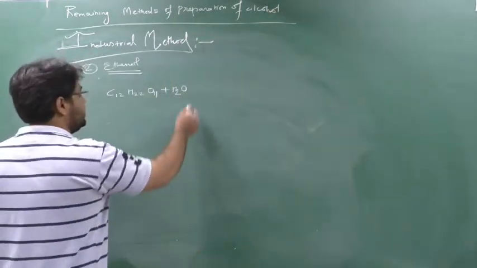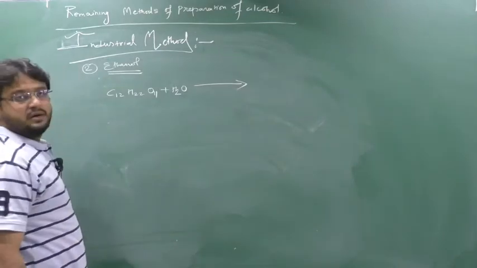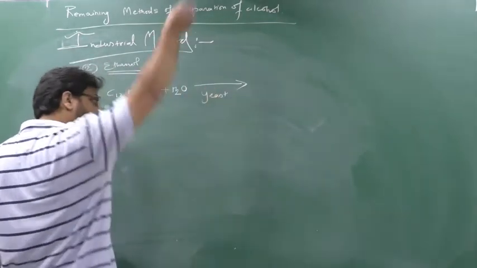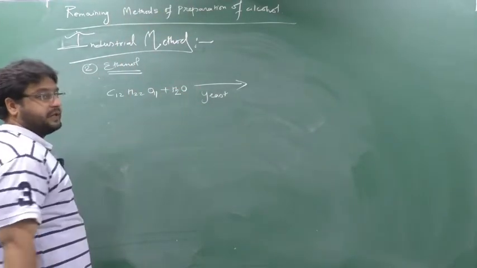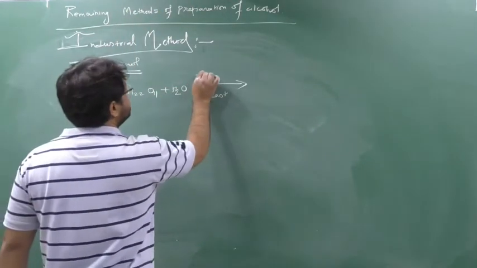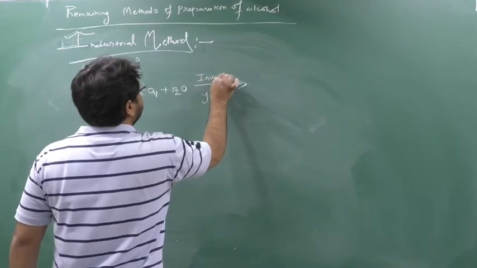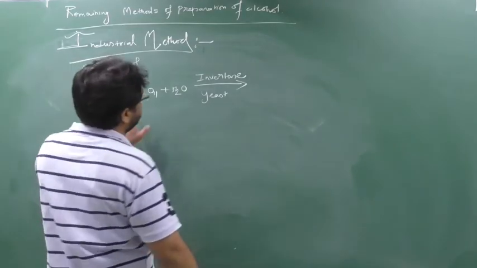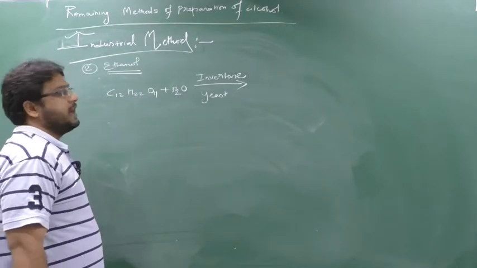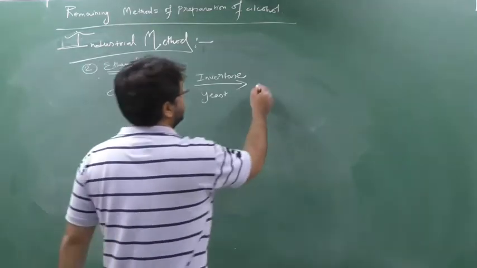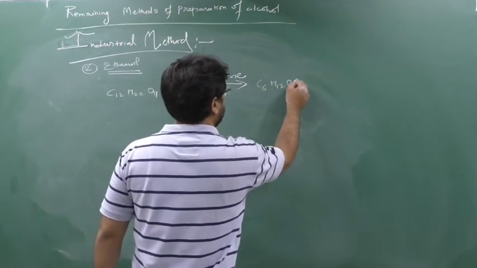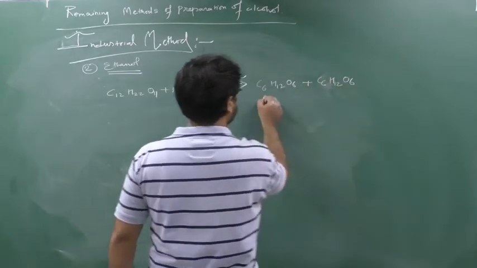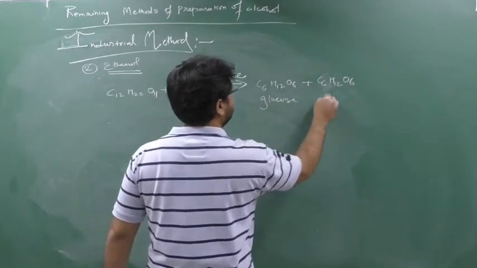So water is required. Then this is done in the presence of yeast, which will also increase further fermentation, and to increase fermentation more we are adding one catalyst, and the catalyst name is invertase. Invertase is a type of biological catalyst. Clear this part? So during this process the reaction occurs, and two products are generated. One is glucose, another one is fructose. So this is glucose and this is fructose.